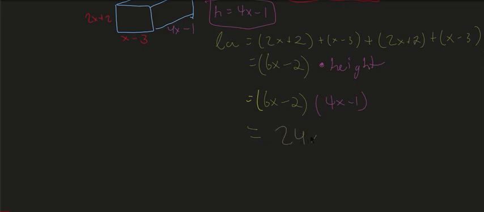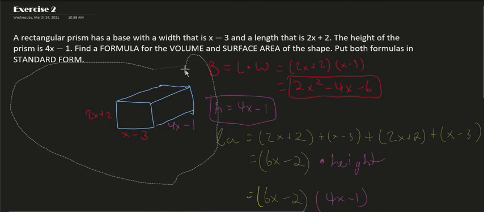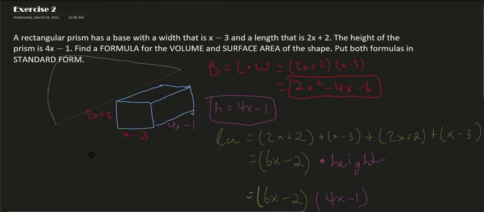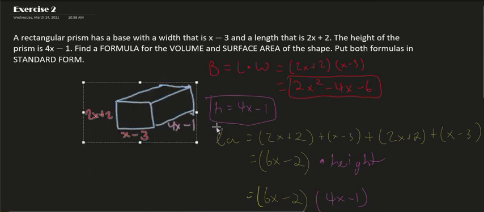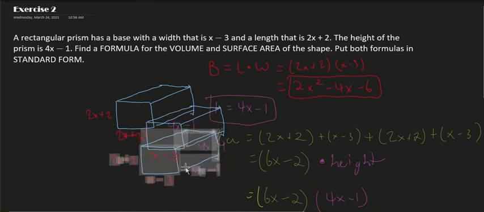24x squared minus 14x plus 2. And this is our LA. Now, it doesn't seem important right now, but it'll play a big role later. And let us bring this down here. Let's move this thing down over here.